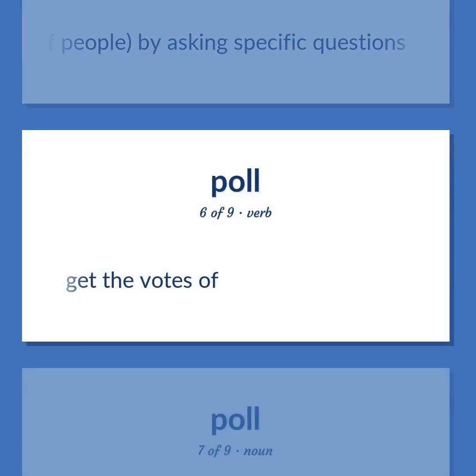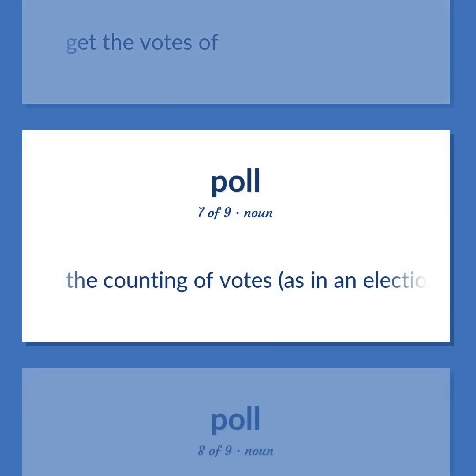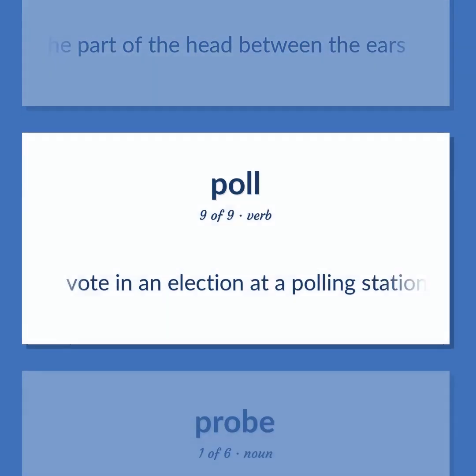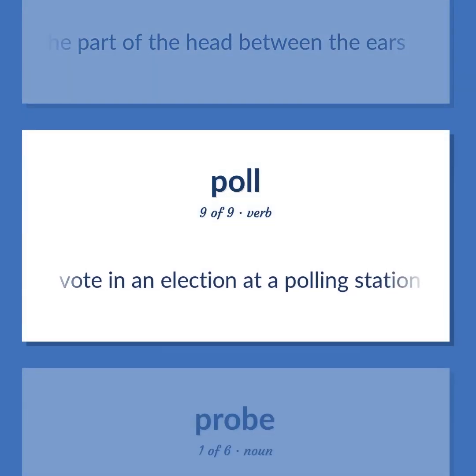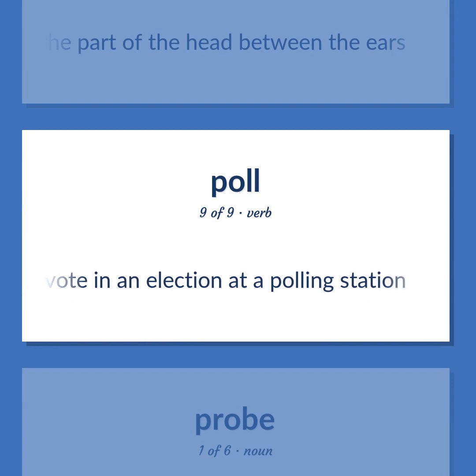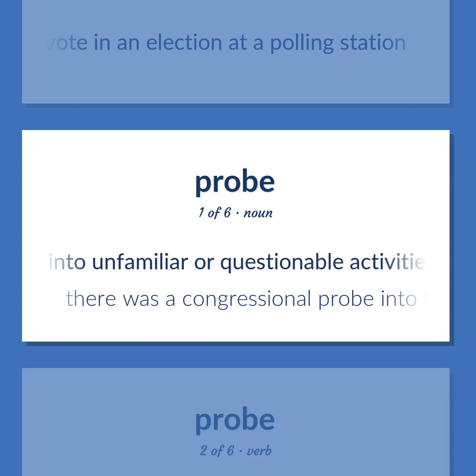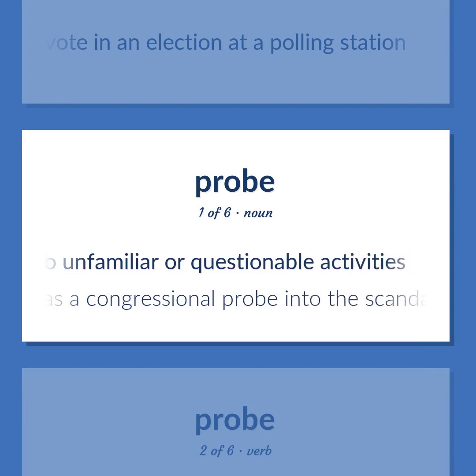Get the votes of. The counting of votes, as in an election. The part of the head between the ears. Vote in an election at a polling station. An inquiry into unfamiliar or questionable activities. There was a congressional probe into the scandal.